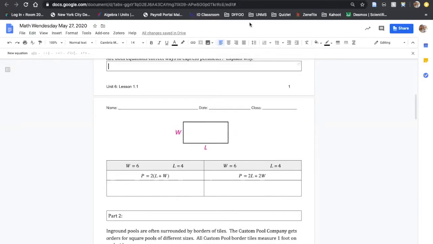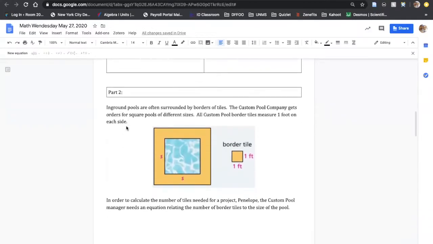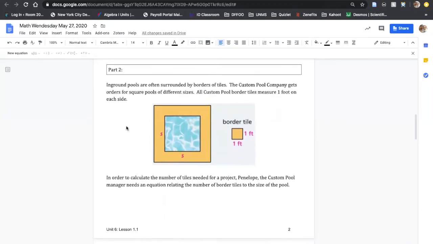Now that you're done, next thing that we're going to do is just go down to the next section where we're going to look at an example. What we're talking about today are in-ground pools. In-ground pools usually have a border of tiles going around the outside. They have a rough surface so that people don't slip and fall.